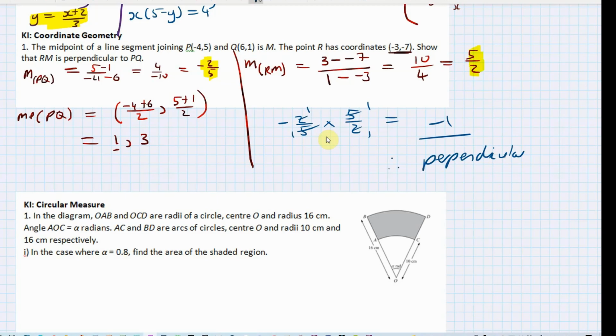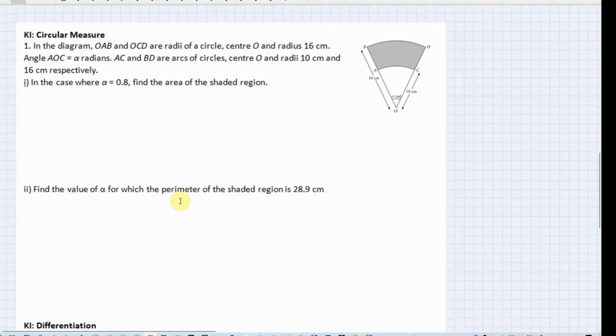Okay, I'd probably write therefore RM is perpendicular to PQ. Something like that. Okay, that's jolly messy.